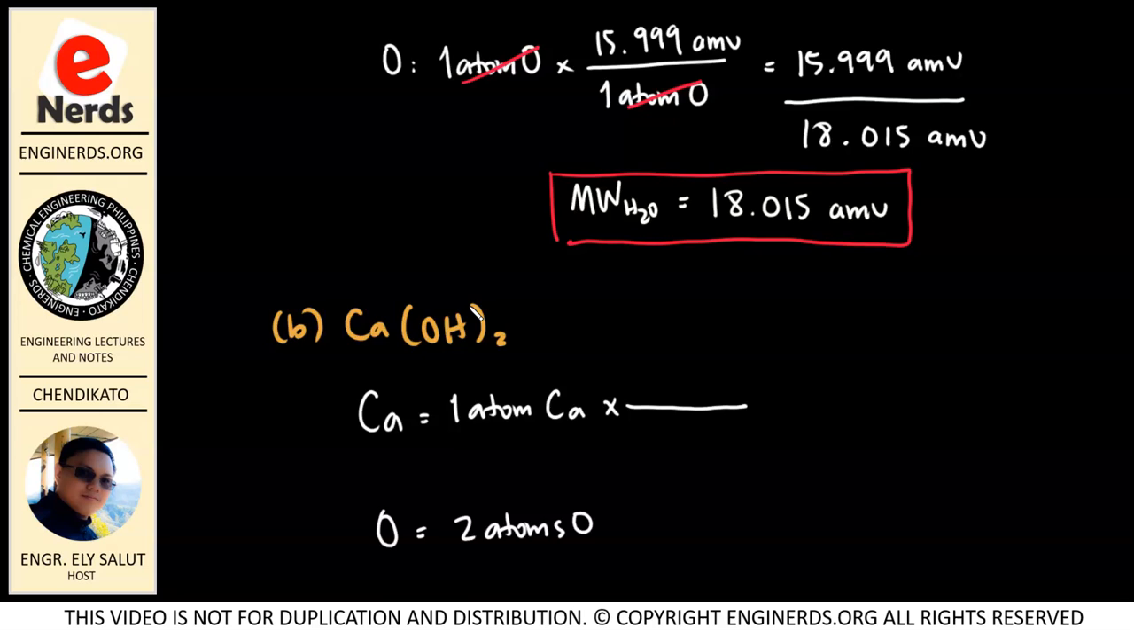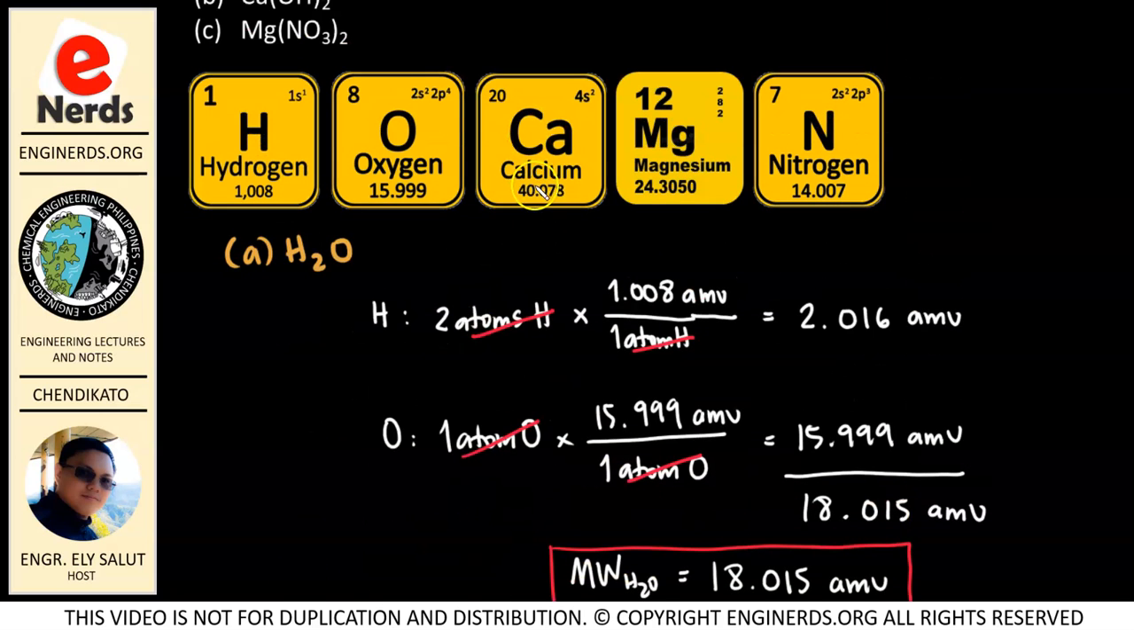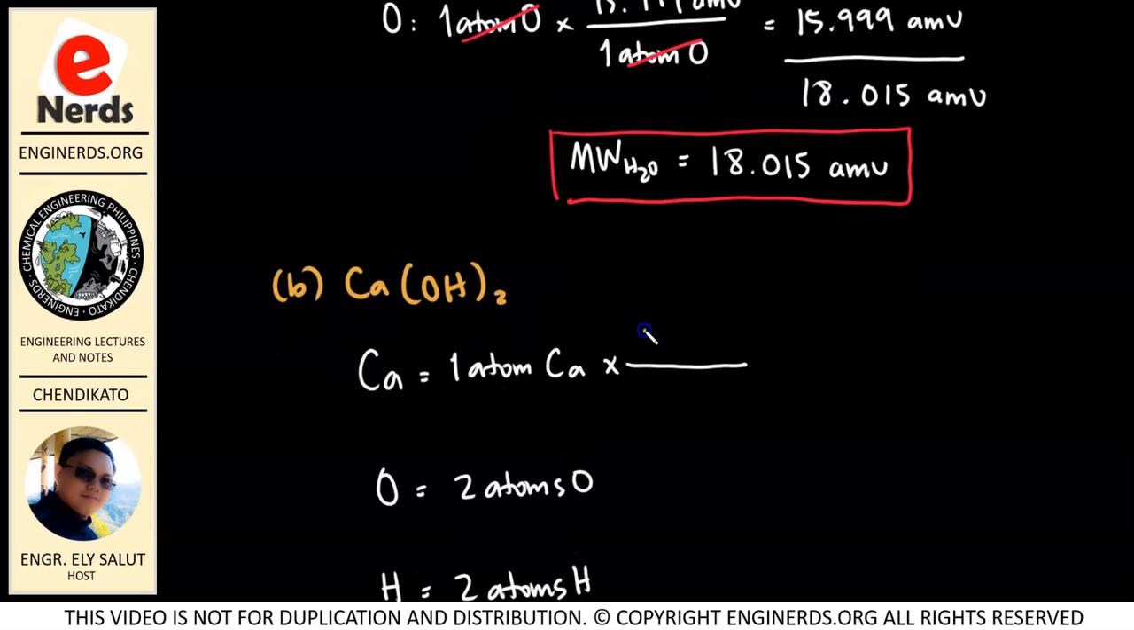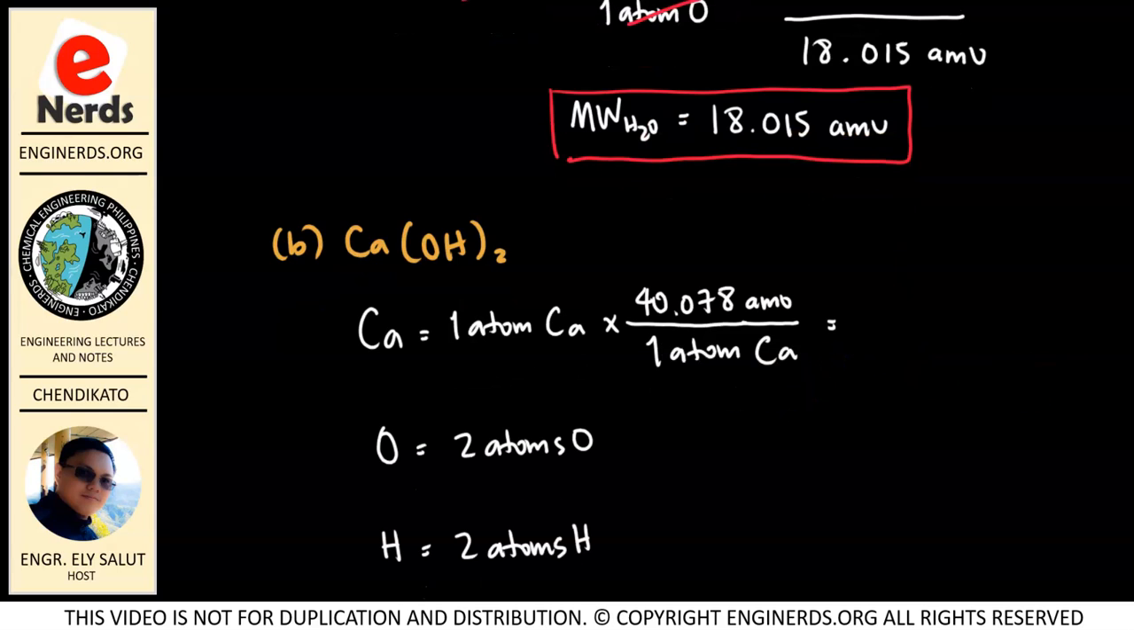Okay? So now, katulad ng ginawa natin kanina, we're going to multiply that to its atomic mass unit for every 1 atom ng ating element. So for calcium, we have 40.078 atomic mass unit for every 1 atom of calcium. Okay? So, we'll be canceling out itong ating unit. Atom of calcium and atom of calcium. So, that means for our calcium, we have 40.078 atomic mass unit. Okay?